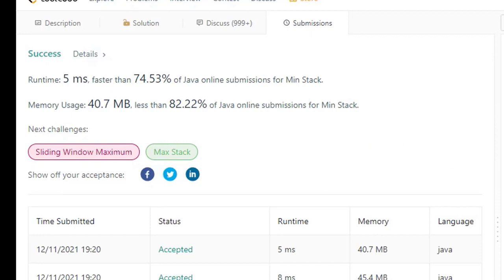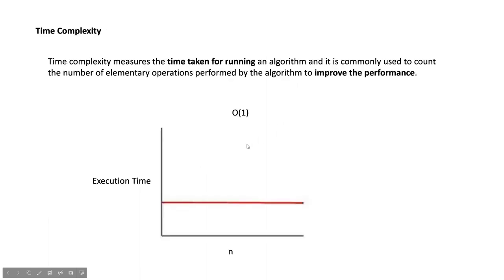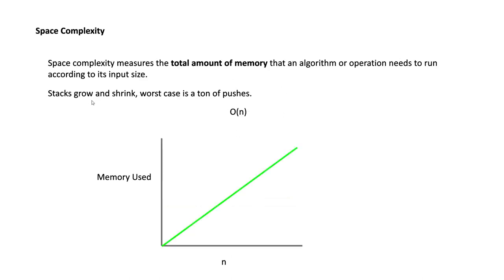And once again, the last thing we'll do is go through the space and time complexity. So time complexity is O of 1. That was what we had to do with LeetCode. We're just pushing and popping numbers off stacks. It doesn't take any more time to push and pop numbers off the stack. The space complexity is O of n. As the stack can grow and shrink, the worst case would be just a ton of pushes. So that would need more space to handle a bigger stack.